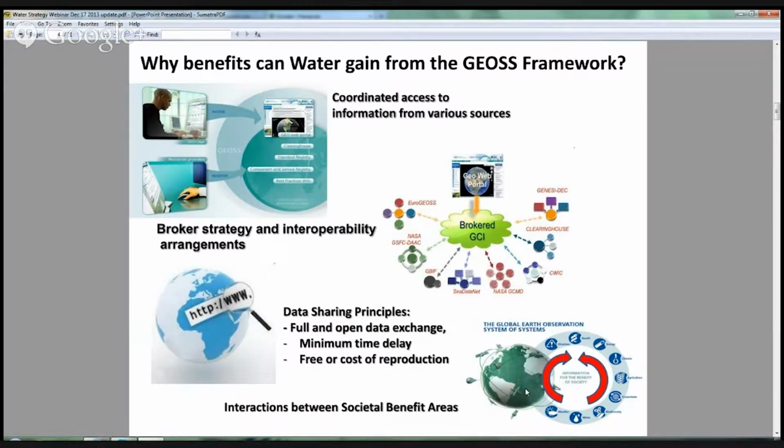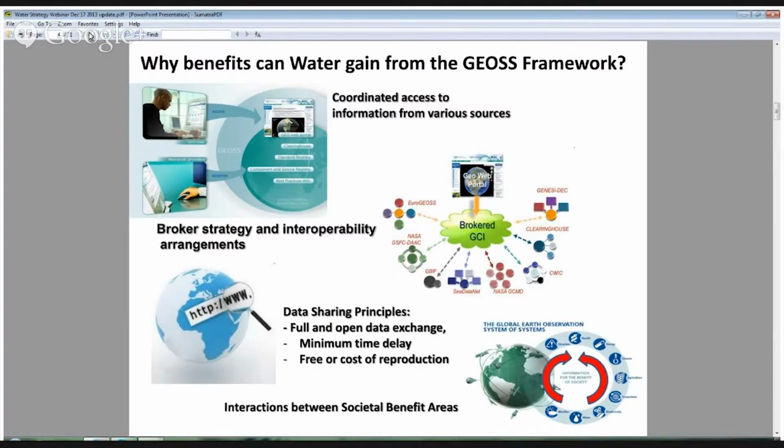Another benefit that we've found through involvement in GEOSS is that water is now able to have some joint initiatives with many of these other societal benefit areas. So it's made for much easier communication across sectors. For example, we have activities going on with agriculture. We're spinning up activities with biodiversity and ecosystems. We have contributed to the renewable energy activities, and other plans are in the works for supporting some of these other societal benefit areas.